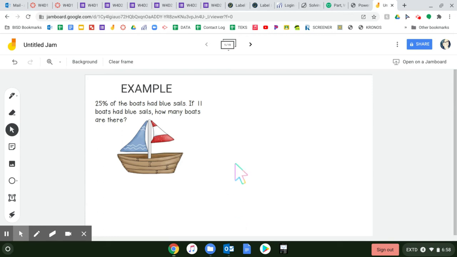Hey guys, so I'm doing an example on how to set up proportions when you're dealing with percents. So just like other proportions, the first thing you're going to do is set up your ratio table. And instead of looking for word units in the problem, your word units are always going to be part and total.